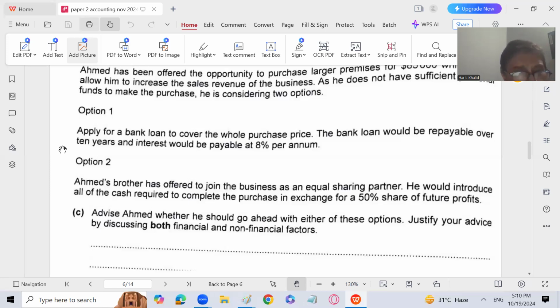I told you that conflict and disputes may arise, right? So I believe that we should go for the loan because we have enough years, 10 years, to pay for the loan. So we can do it easily. So this is the C part.